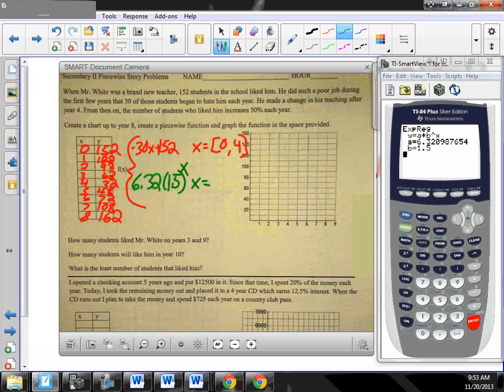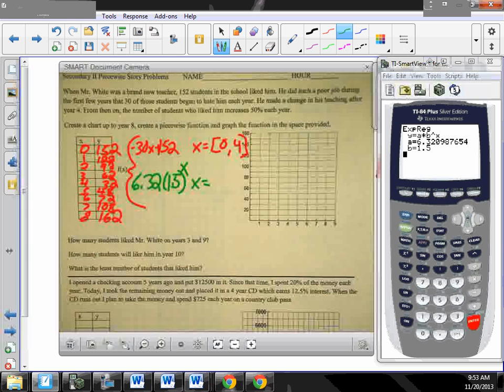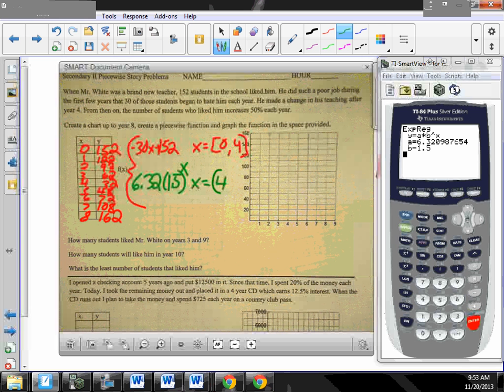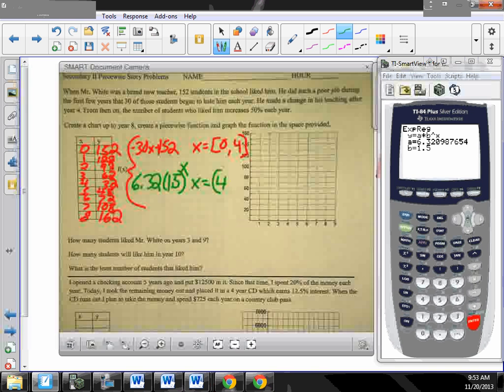When is that function valid? From 4, do I include 4? Well, no in this case, because I included it in the one above, so parenthesis. When does that function end? Whenever I stop teaching, right? And I don't know when that is, so we'll put infinity.